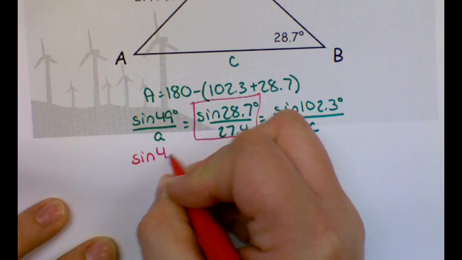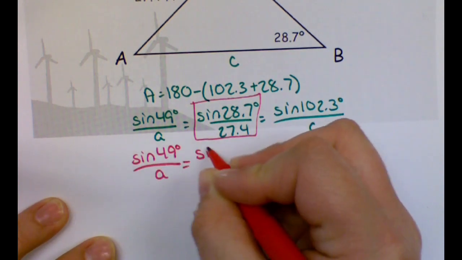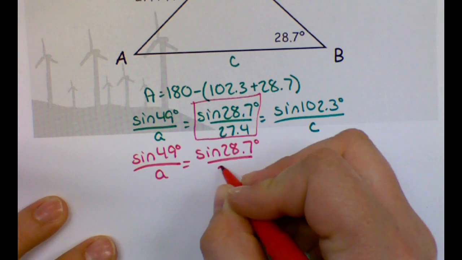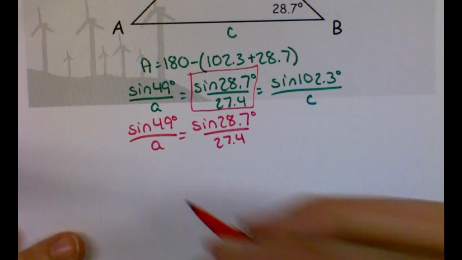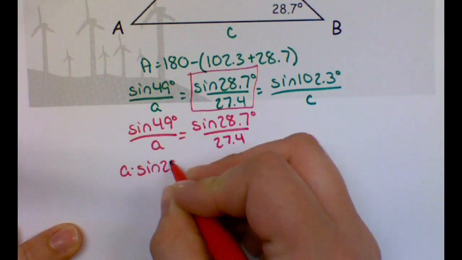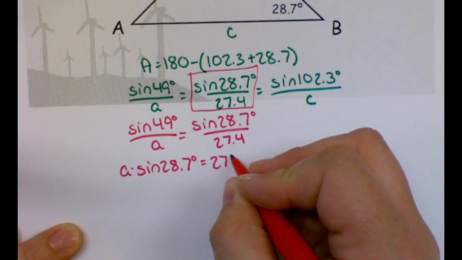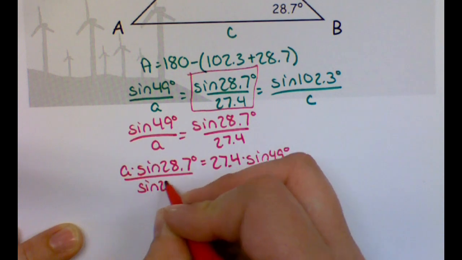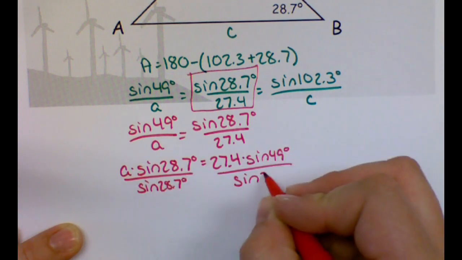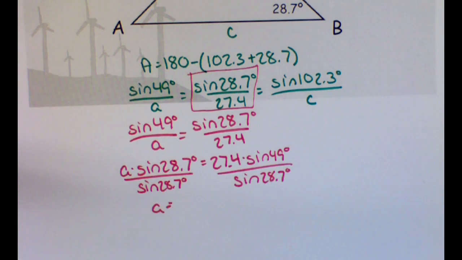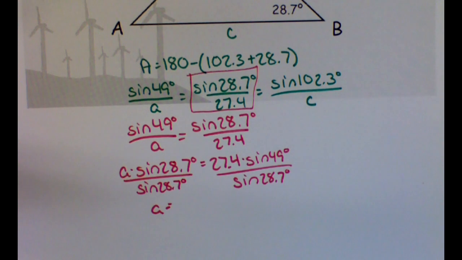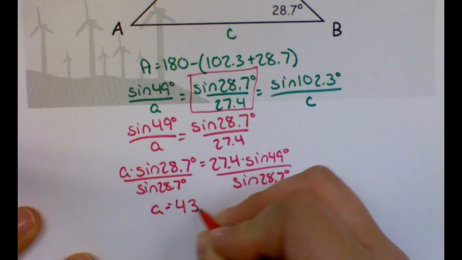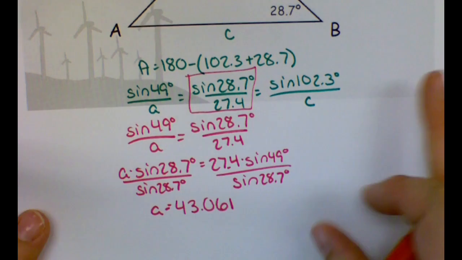So I have the sine of 49 degrees over a equals the sine of 28.7 degrees over 27.4. Cross multiply, I get a times the sine of 28.7 degrees equals 27.4 times the sine of 49 degrees. Divide by the sine of 28.7. And type it in my calculator. I got 43.061. All right, there's a.